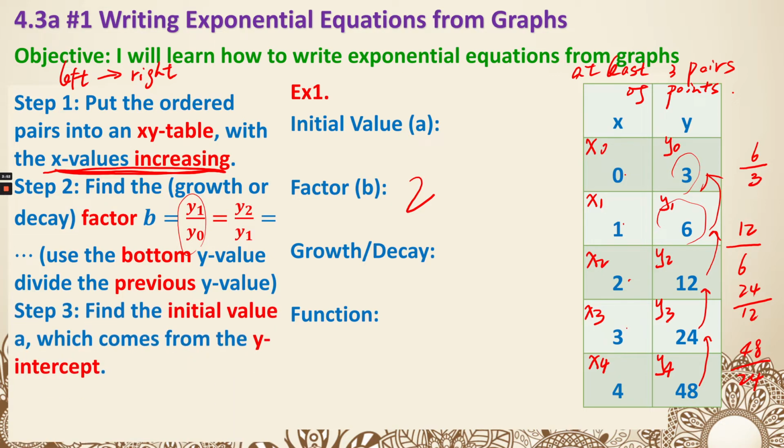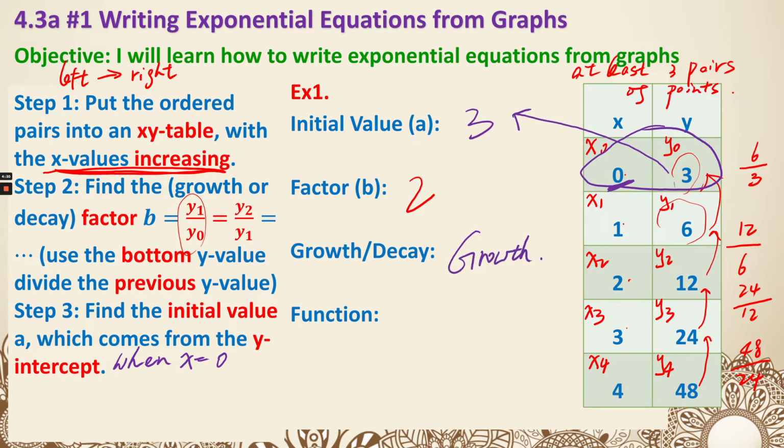Next, step 3, we're going to find the initial value, a, which actually comes from the y-intercept. So here it is. The y-intercept is right here, 0, 3. In other words, the y-intercept is when x is 0. So when x is 0, that number is going to be our y-intercept, and the y-intercept is also going to be our initial value. So that means our a is going to be 3. And since our x is increasing and you can see y is clearly getting bigger, that is going to be growth.